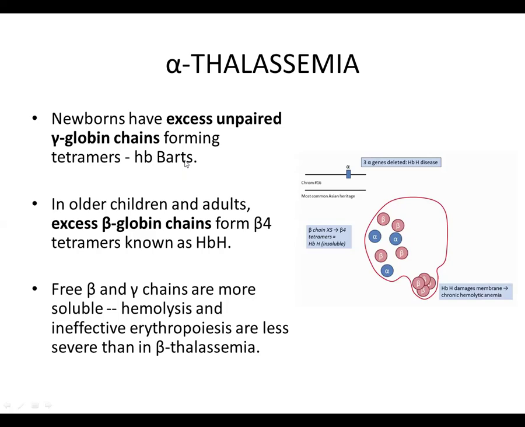Because in newborns, the major hemoglobin is fetal hemoglobin, and fetal hemoglobin is formed by alpha and gamma globin chains. Therefore, when alpha globin chains are deficient, the gamma globin chains become in excess and they form Bart's hemoglobin. In older children, because the major hemoglobin is hemoglobin A, and this is formed by alpha and beta globin chains, when alpha globin chain is deficient, the beta globin chains become in excess and they form hemoglobin H.